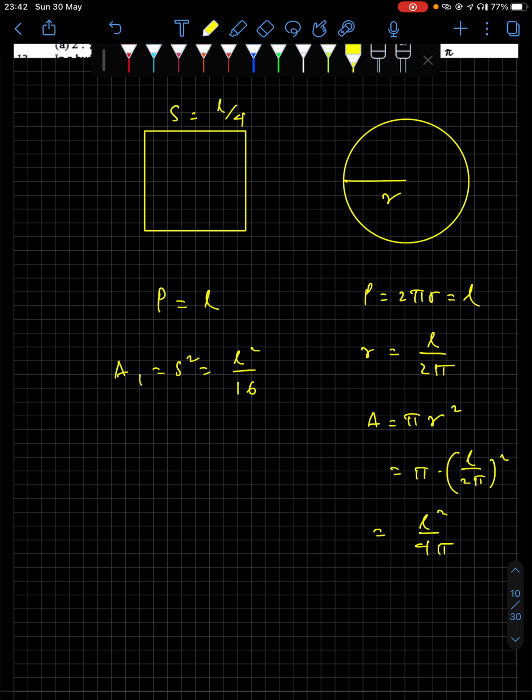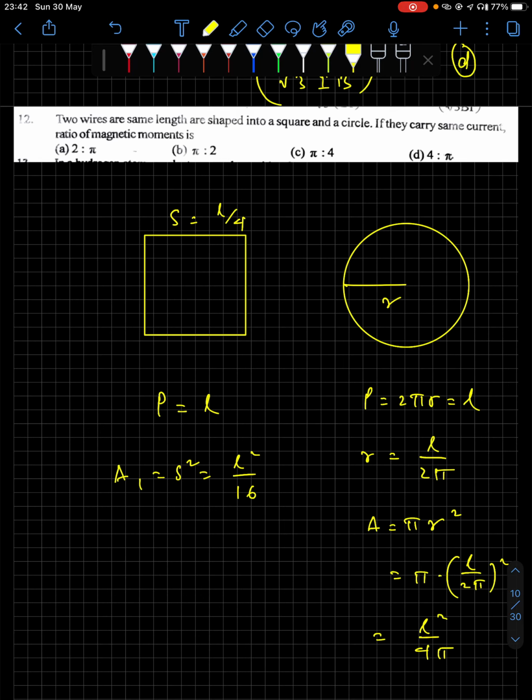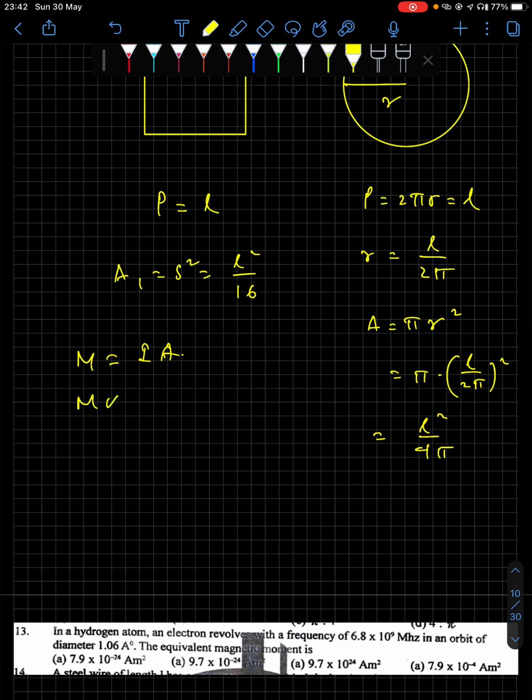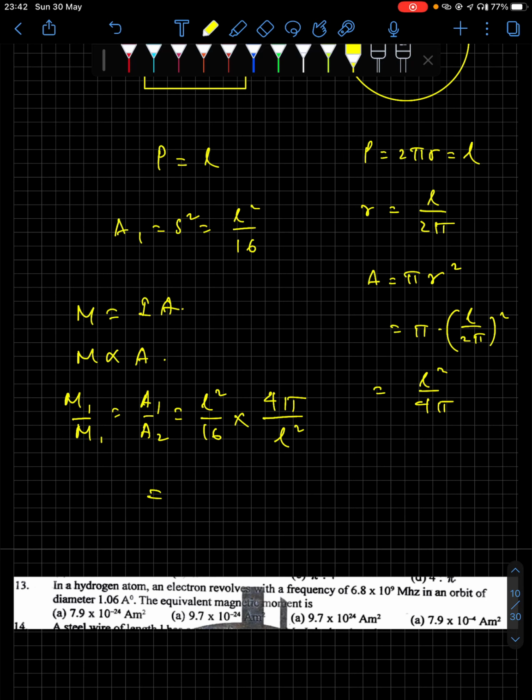Now, the magnetic moment relation, when a wire carries a current I, because here they are carrying the same current, is M equal to I into A. Since they are carrying the same current, I is constant, so M is proportional to A. You are finding the ratio of the magnetic moments, M1 by M2 equal to A1 by A2. A1 value is L square by 16 and A2 value is L square by 4 pi. So L square by 4 pi goes to the numerator, and your result comes out to be pi by 4. Option C is the answer.